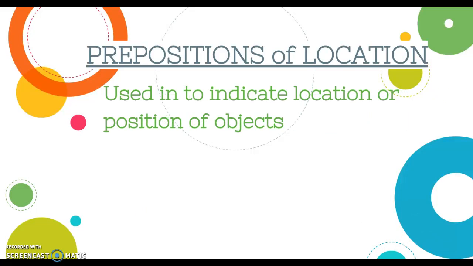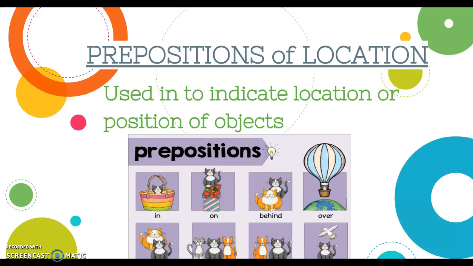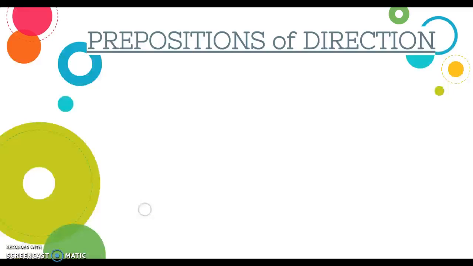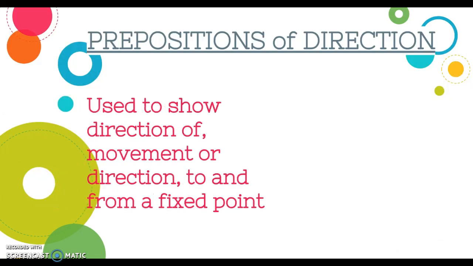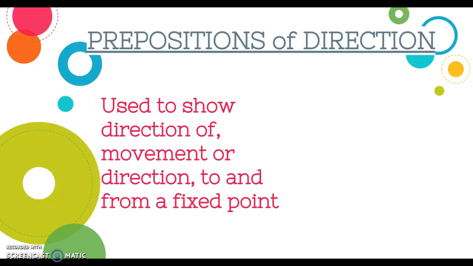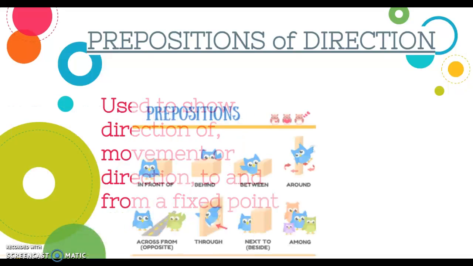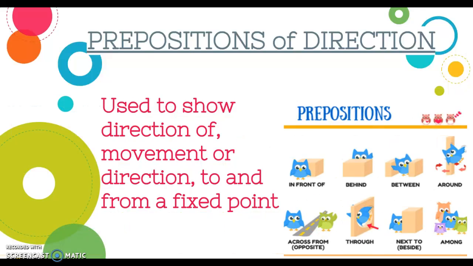Alright, so when prepositions are used to indicate locations or position of objects, we have words such as in, on, behind, over, and under. When we're thinking of prepositions of direction, these show movement direction from a fixed point. So think of in front of, behind, between, around, across from.